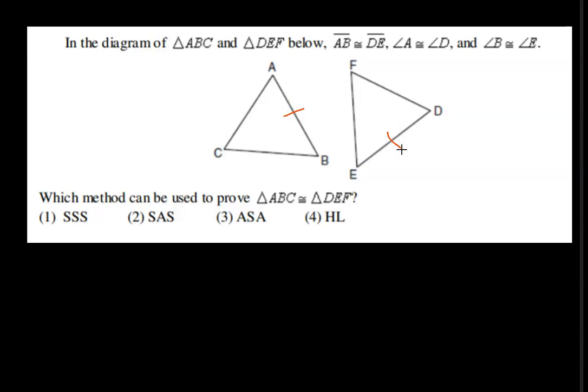If you're working on the screen or whatever, you want to draw the picture on your page so you can actually write into the picture. And you can better see what's happening for side, angle, side, and so forth. So that's given. Then it said angle A is congruent to angle D. So I can put a mark there to show that they're congruent. They also said that angle B is congruent to angle E. So here's angle B, and here's angle E.